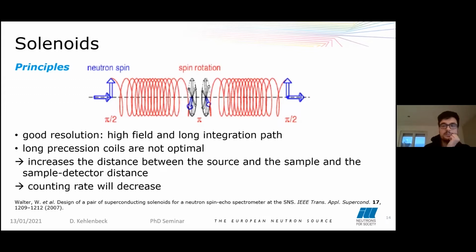They will produce an inhomogeneous field for finite beam size. Even the most symmetric solution for the main precession coil, a solenoid, for example, will produce an inhomogeneous field for finite beam size. Also, long precession coils are not optimal because they increase the distance between the source and the sample detector distance. And also the counting rate will decrease, and this results in a bad resolution.